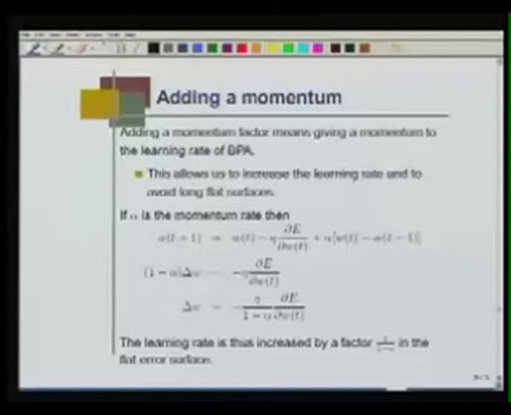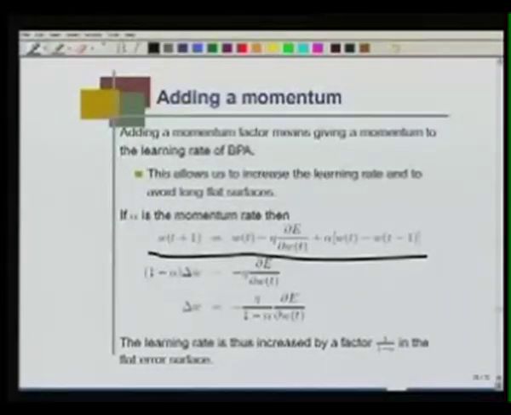So, one of the ways to improve the convergence speed is adding a momentum. How do we add a momentum? So, this is our equation. This is actually a heuristic approach, but we can analyze this equation immediately. This is our normal equation, Wt plus 1 is Wt minus eta del E by del Wt. This is our normal gradient descent. Then I have added a momentum term, which is alpha Wt minus 1.